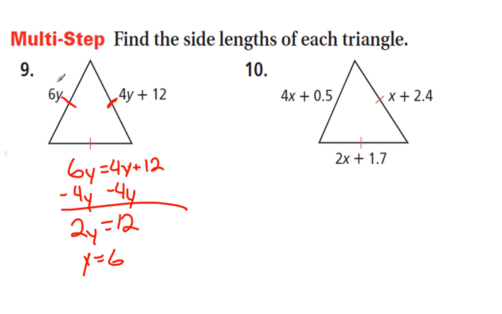So we can then substitute it back into our top here. So 6 times 6 is 36. 4 times 6 is 24, plus 12 is also 36. And this side down here would be 36 as well. So we would call this equilateral.